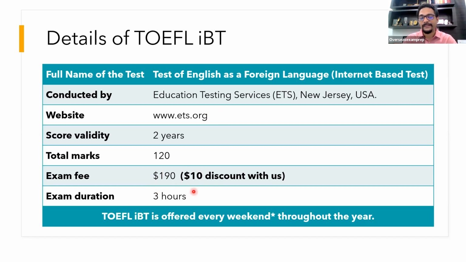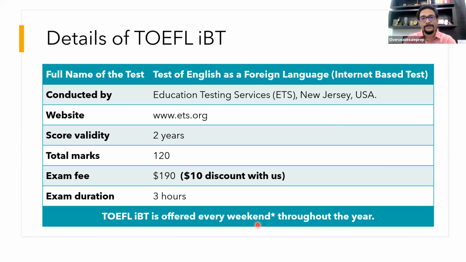So the exam duration is 3 hours. And usually then again, there is a star mark here, right? TOEFL is offered every weekend throughout the year. This will mostly depend on the location that you're in. In some cities, you might find only one date in an entire month. In some other cities, you might find only one date for 2 months combined. In some cities, you might actually find 4 dates in just 1 month. It depends on where your city is and how frequently test takers register for the TOEFL from your city. It varies on that as well.